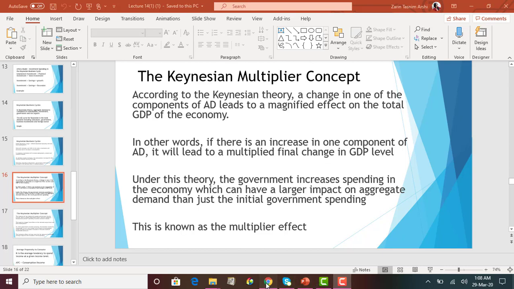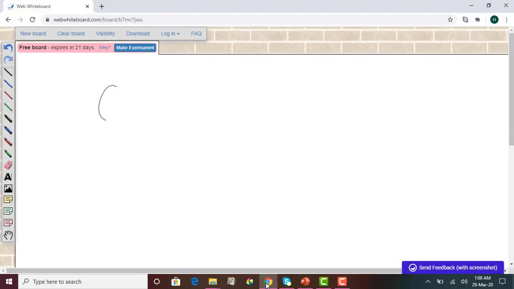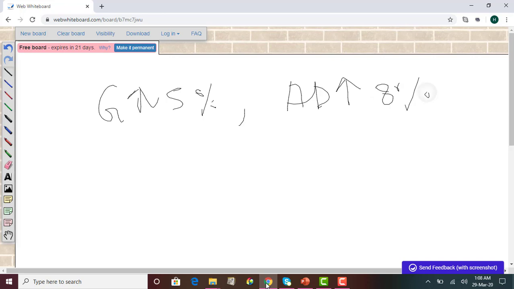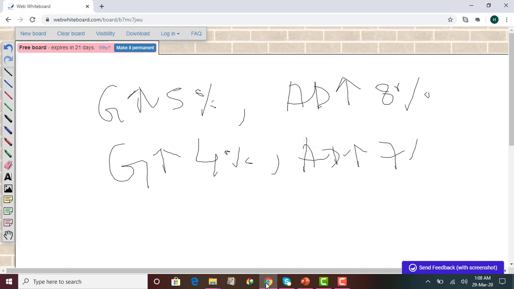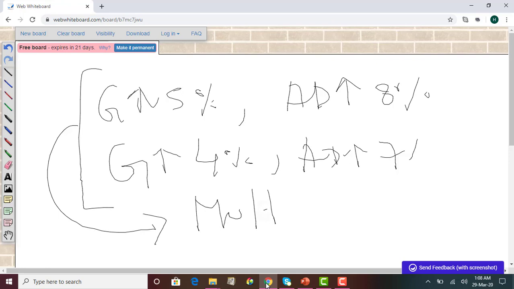So let's say if government spending goes up by 5%, then what this is saying is aggregate demand will probably go up by a greater percentage. Let's say, just as an example, it will go up by 8%. Or if government expenditure goes up by, let's say, 4%, then there is a magnified effect on aggregate demand, and aggregate demand will, let's say, go up by 7%. So this concept is known as the multiplier effect. It's also in your slide, and I will get to your slide shortly.